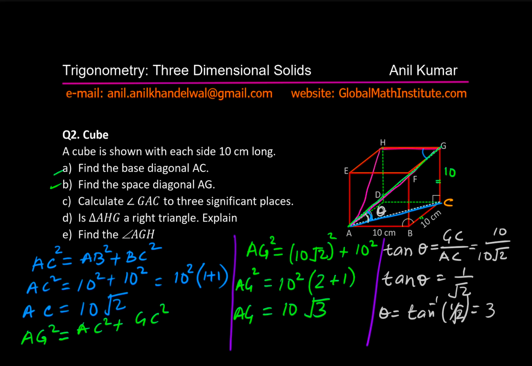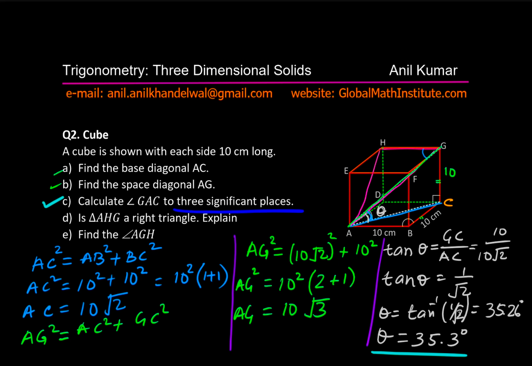The question says you have to write this answer to three significant places. So we'll round it, and so we can get this answer as theta equals 35.3 degrees. Is that clear to you? So that is how we can actually solve this question.